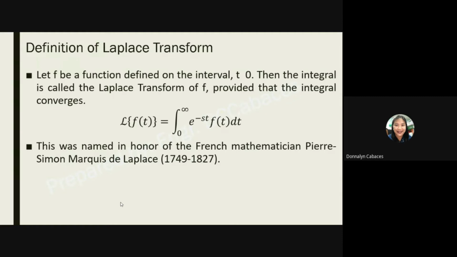Definition of Laplace transform. So let f, or sometimes we write it as f of t, be a function defined on the interval t greater than 0, then the integral is called the Laplace transform of f, or f of t, provided that the integral converges.